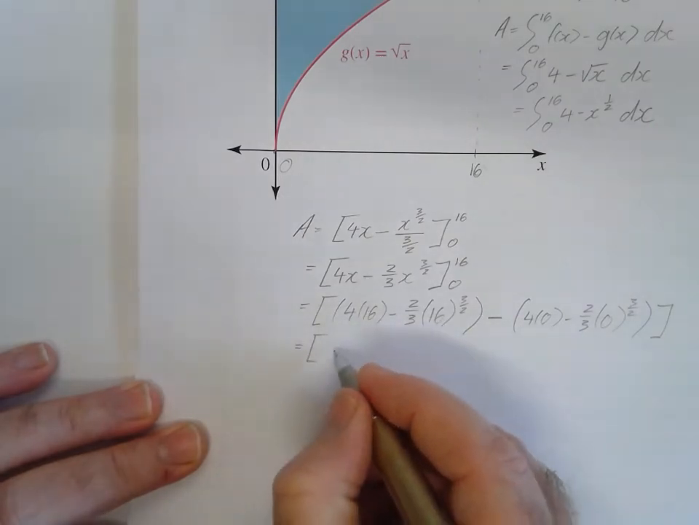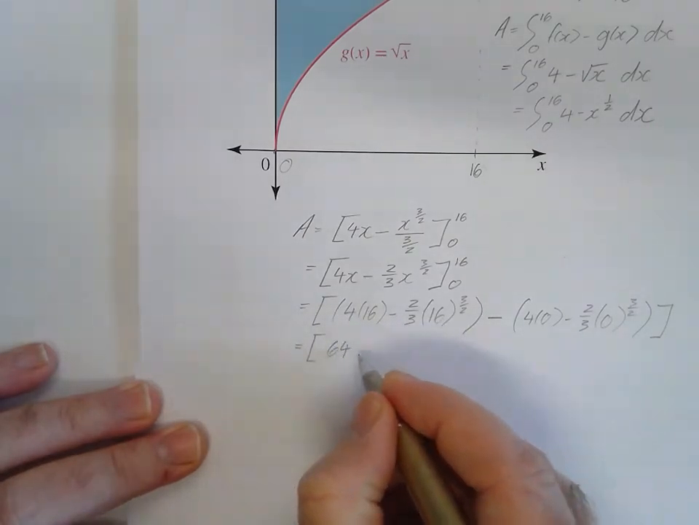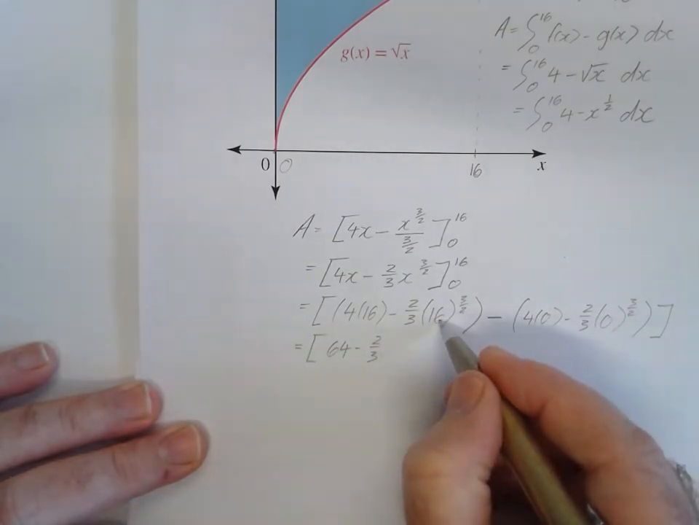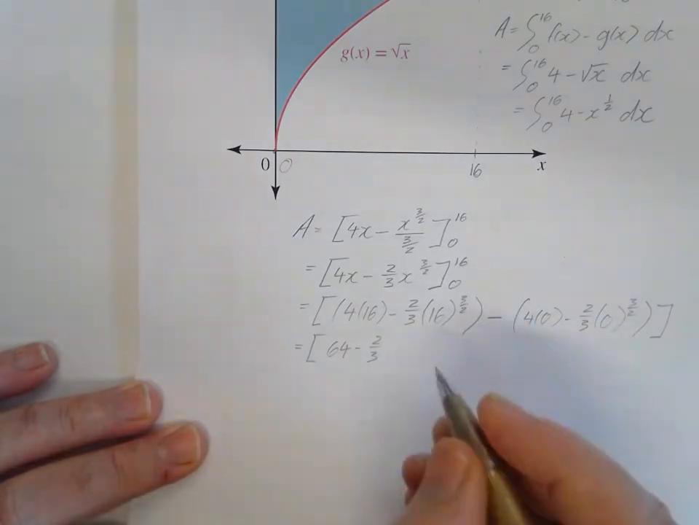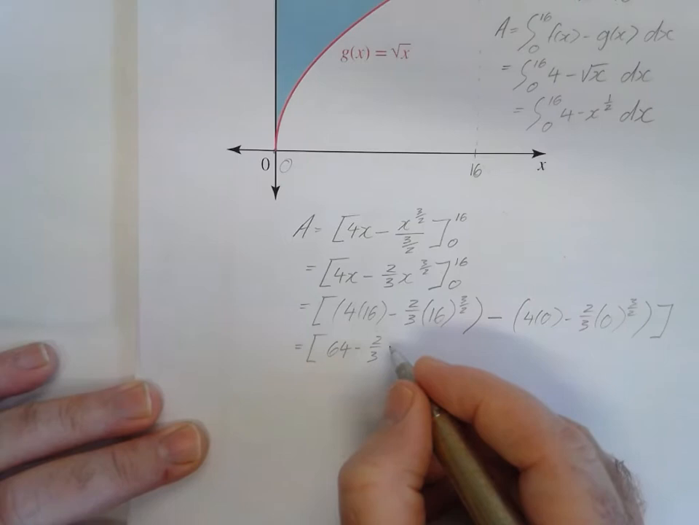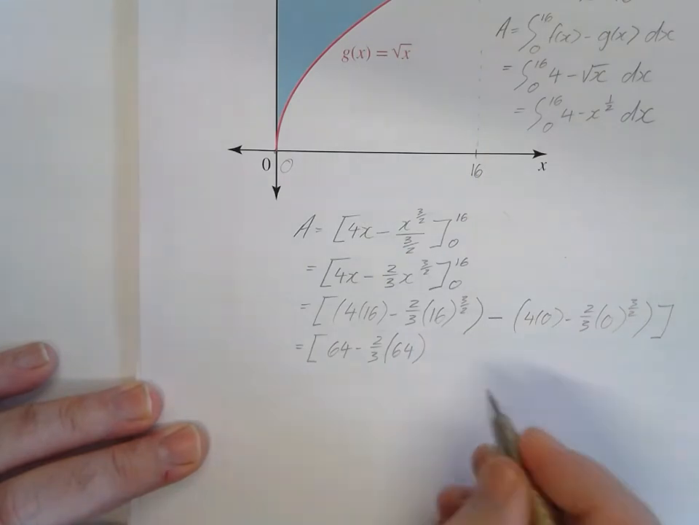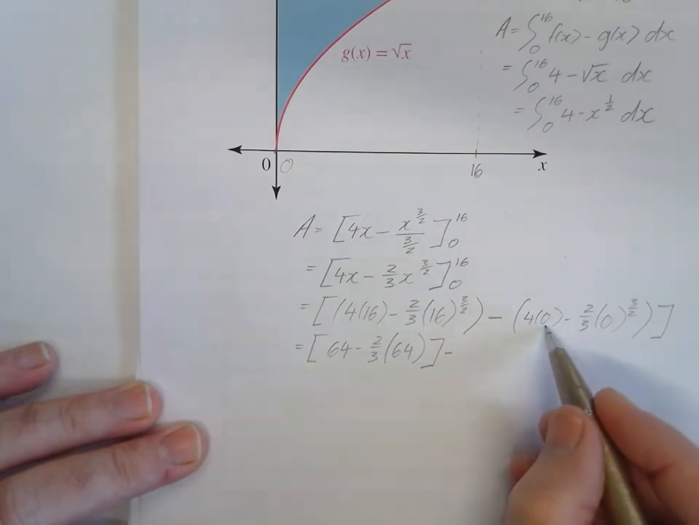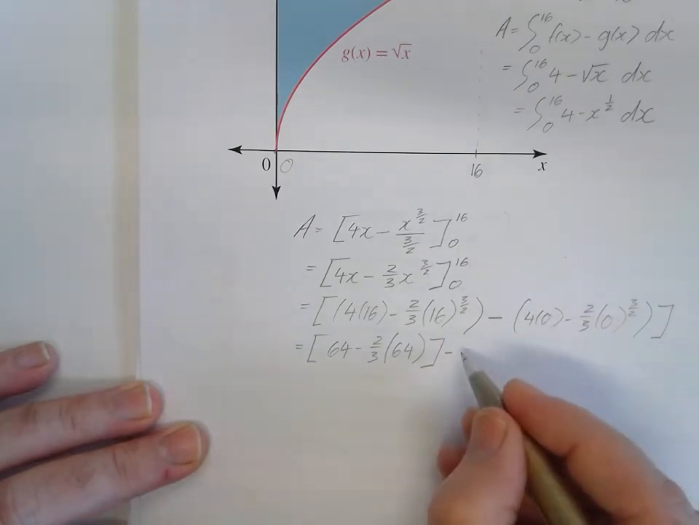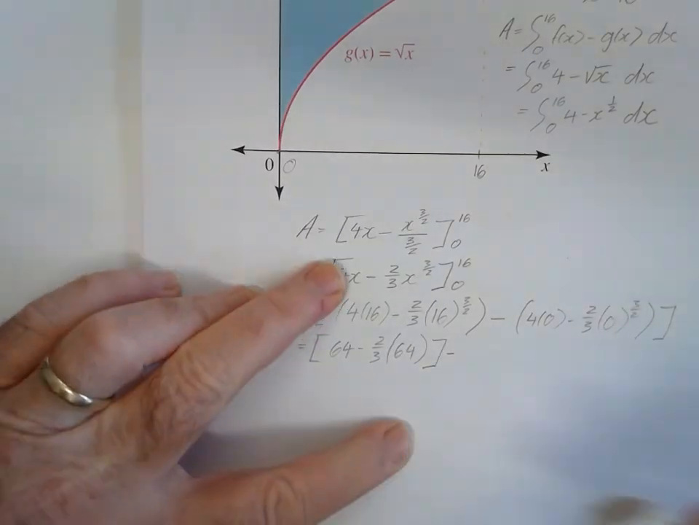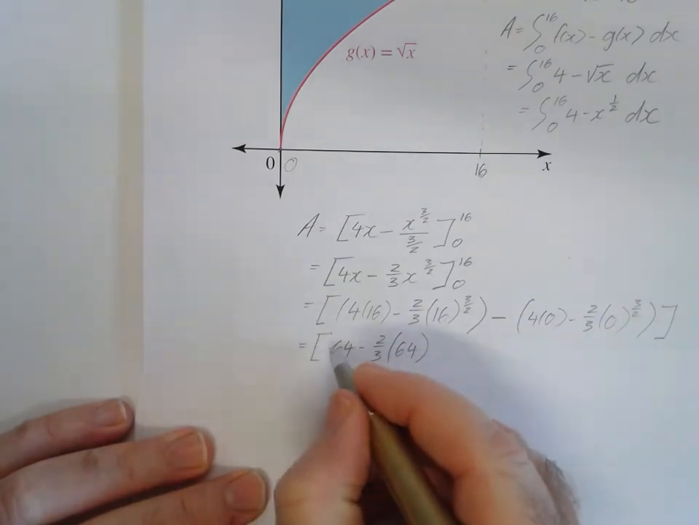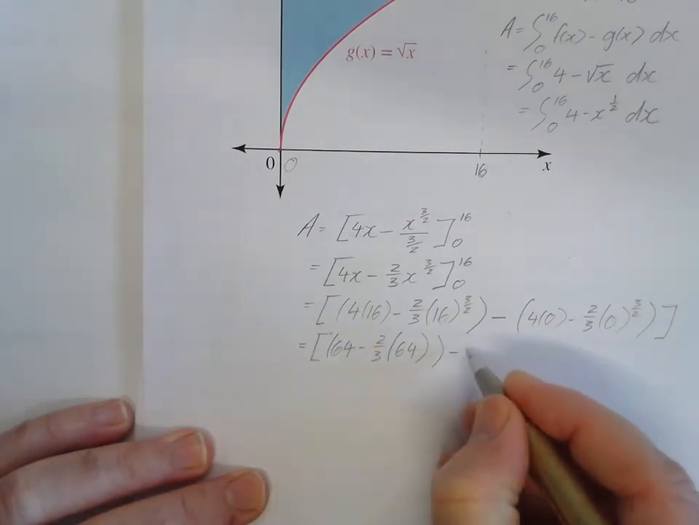4 lots of 16 is 64, minus 2/3, and that there is the square root of 16, which is 4, and then I am cubing 4. 4 by 4 is 16, by 4 is 64. So I end up with that. Minus, and here I've got 0, take 0. So that's just 0. So I'll end up with that, and then I'll be taking 0 from that.